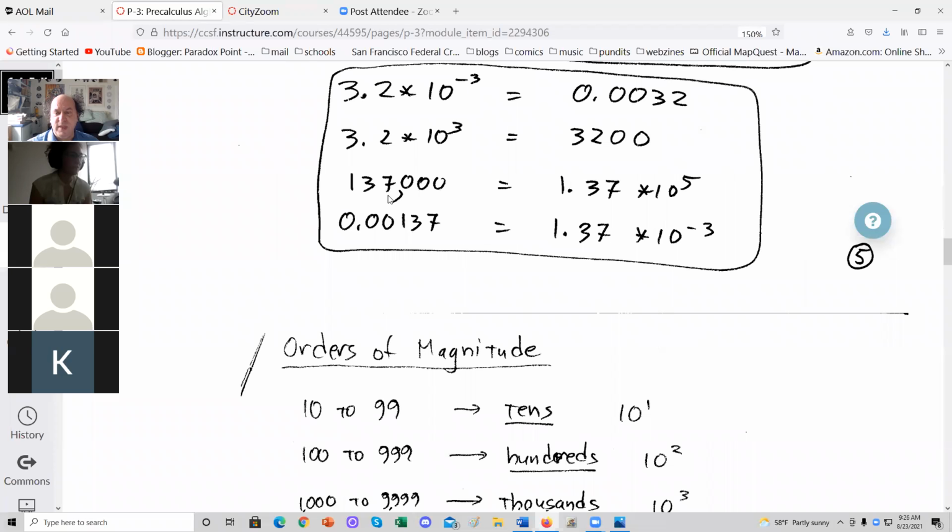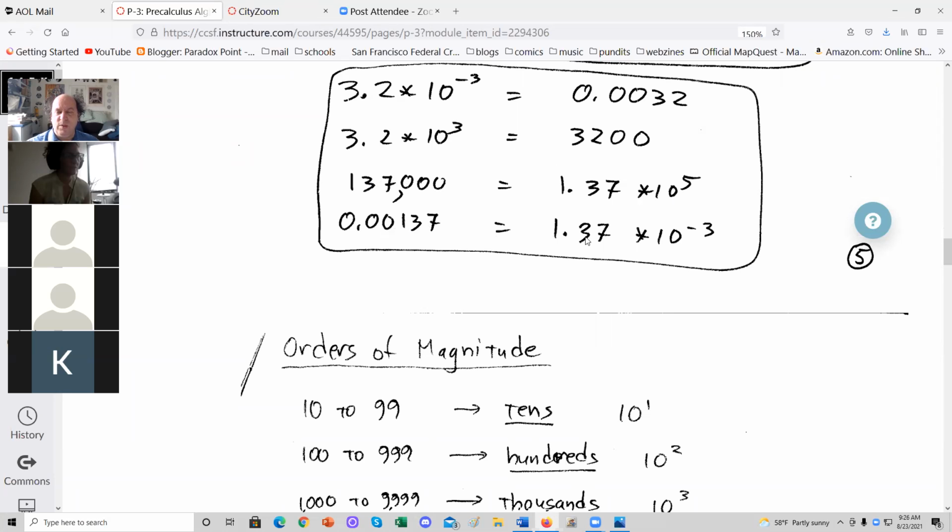Here's 137,000. Okay, first the number in front, 1.37. What you do is you take the top of the number and put a decimal point just to the right of the leading digit, 1.37. And it's 1, 2, 3, 4, 5 zeros, powers of 10, so it's 1.37 times 10 to the 5th.